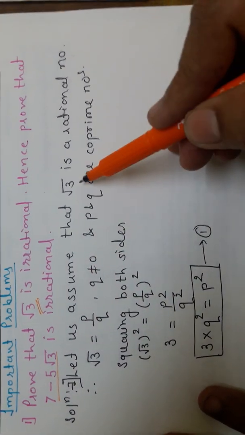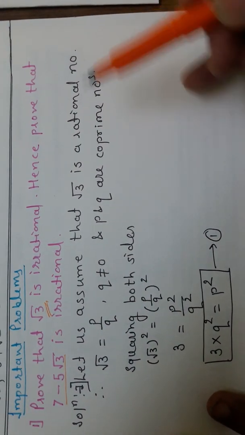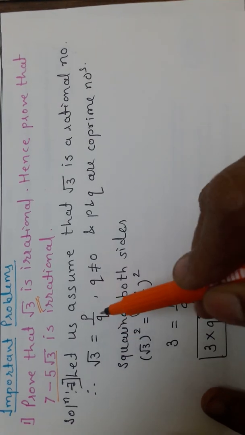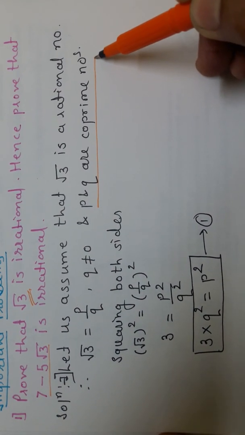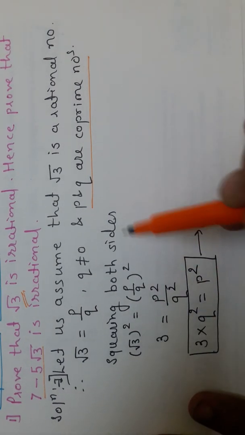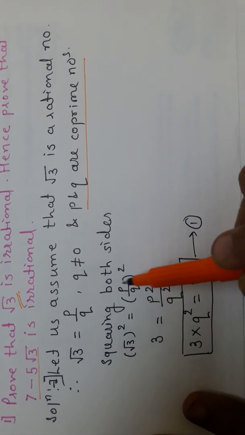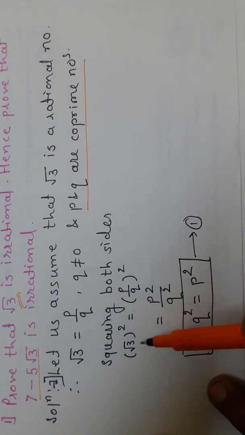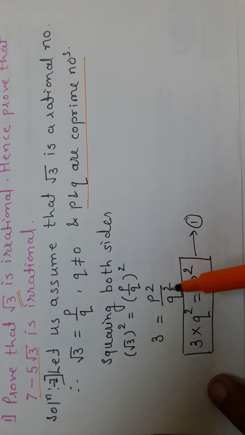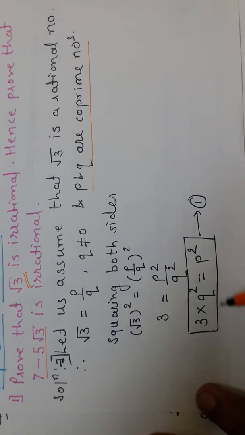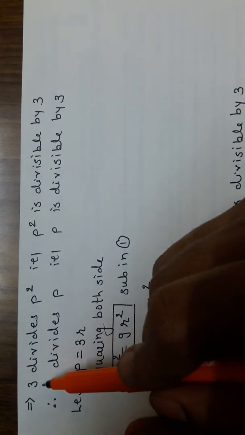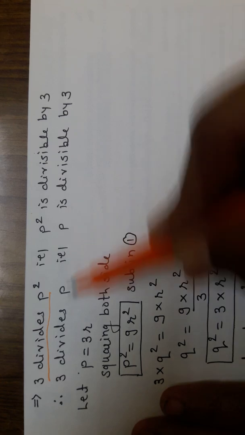Let us assume that root 3 is a rational number. Therefore, root 3 is equal to p by q. Here we use that p and q are co-prime numbers. Squaring both sides, root 3 square is equal to p by q whole square. Root 3 square is 3, which is equal to p square upon q square. Q square we shift to the left hand side, so we get 3 into q square, which is equal to p square. From theorem 1.3 we can say 3 divides p square.